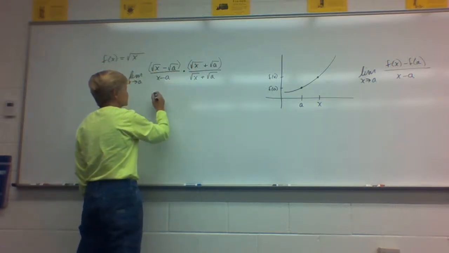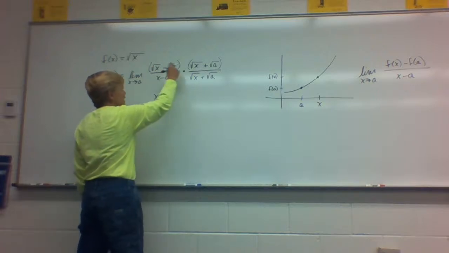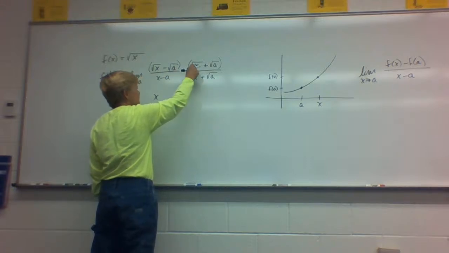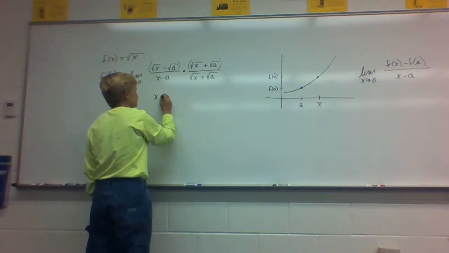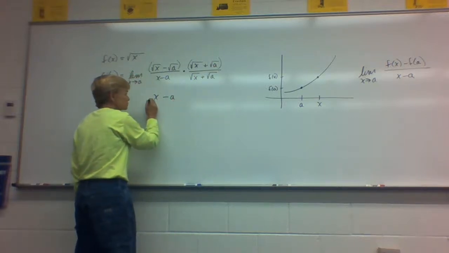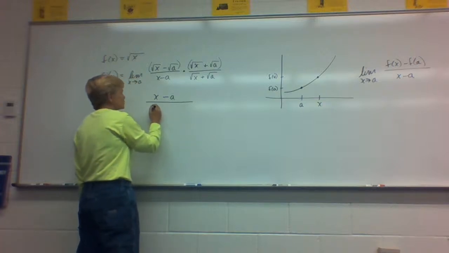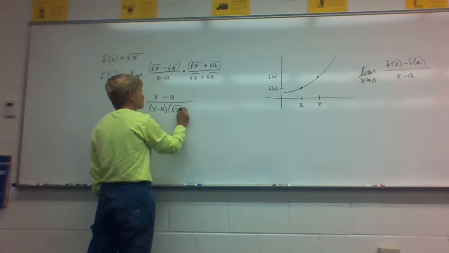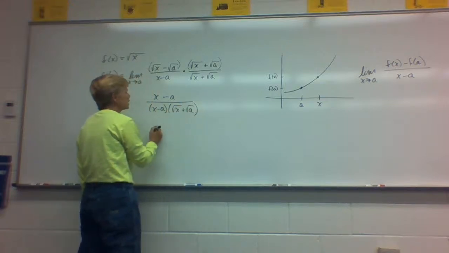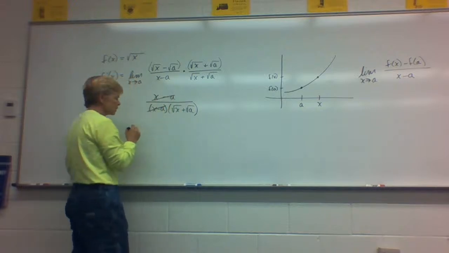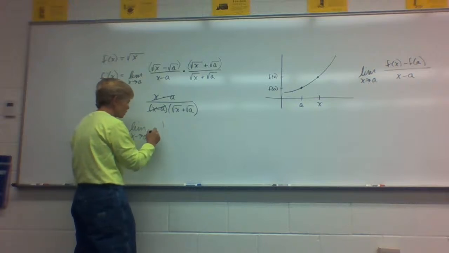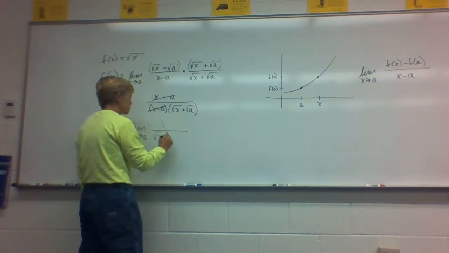So root x times root x is x. Root x times root a is root xa. Negative root a times root x is negative root xa. Gone. Negative root a times positive root a is negative a. Do you see something happening here? Okay, so I'm going to have in the denominator x minus a times the square root of x plus the square root of a, and these now will cancel. That's nice. Now what I'm taking is the limit as x approaches a of 1, there's only 1 left, over root x plus root a.